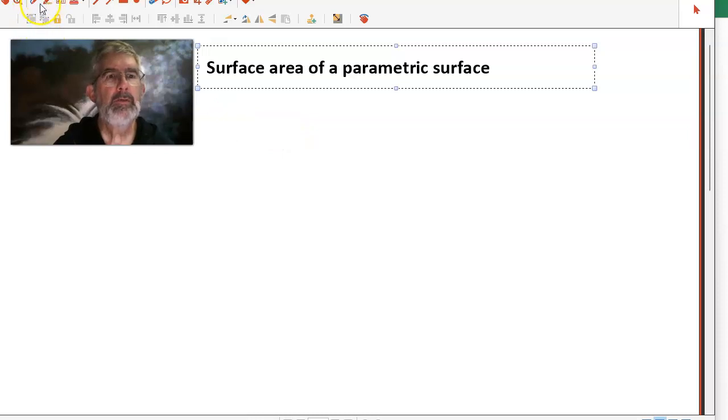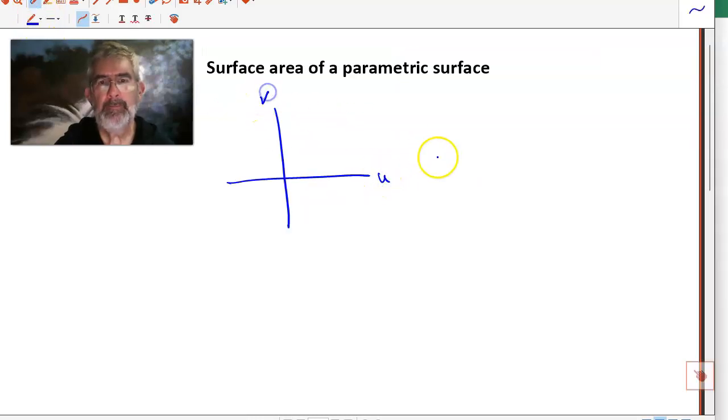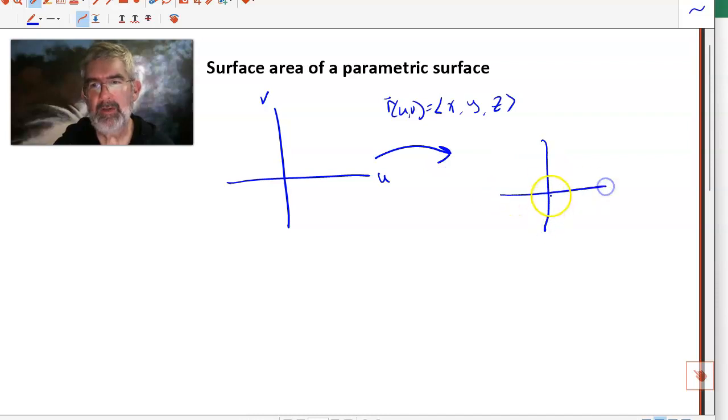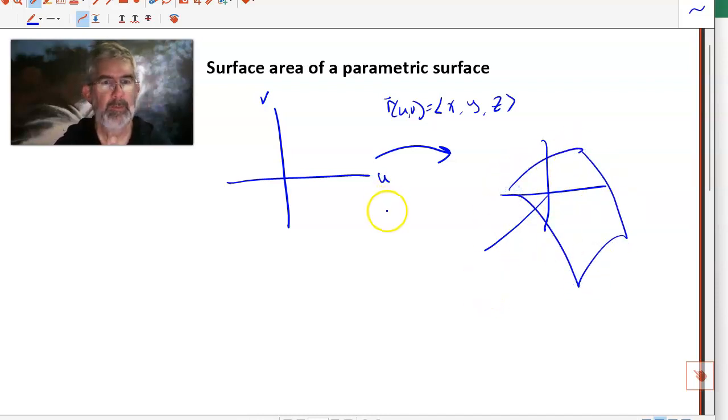We start with the UV plane, and we have a parametric vector function. So we have r of u and v equals some x of u and v, y of u and v, z of u and v. Each of these are functions of u and v. And so that's taking this UV plane and embedding it into XYZ space. So it'll go in as some surface in that space.